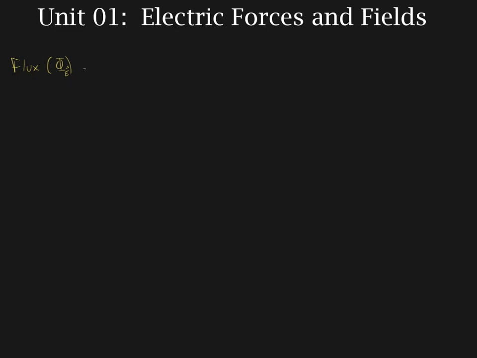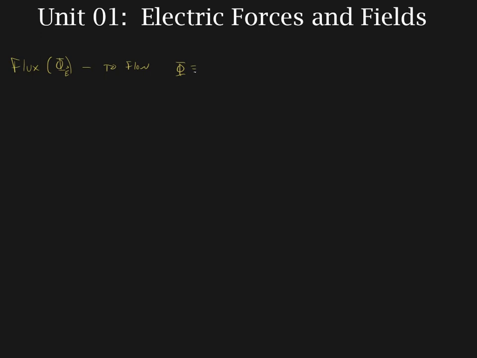Now, flux simply means to flow. So what the heck is flowing? Well, what is flowing is the field. And the field is basically going to be passing through an area. We define flux, phi, in its simplest form, where everything is constant and ideal.